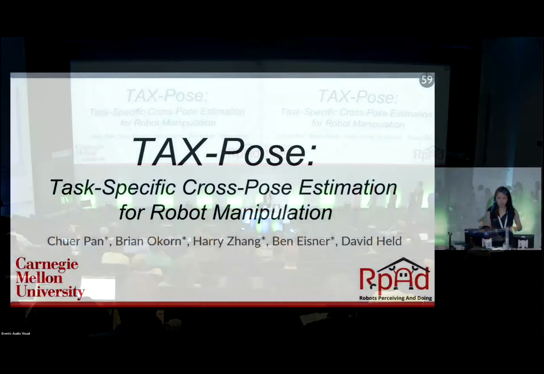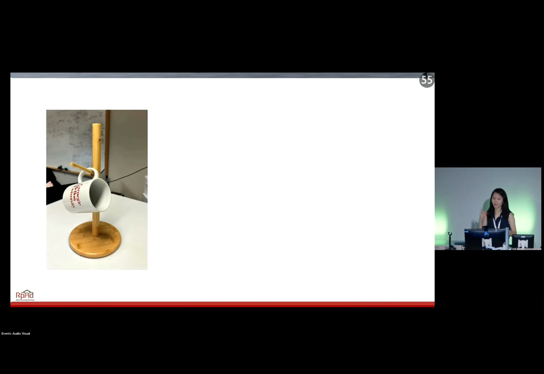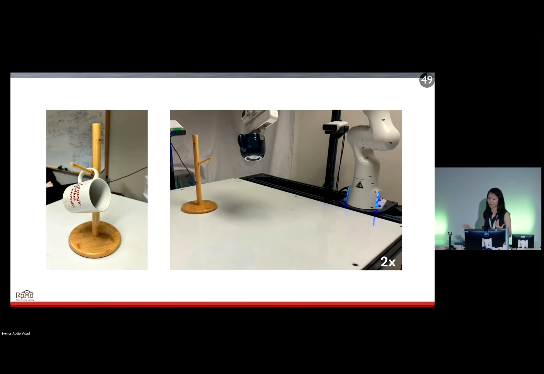Hi, so we explore relative placement tasks where one object must be placed relative to another object, such as the placement of a mug on a rack. Given the point cloud example of the completed task, the robot should be able to do the same task with new objects and new initial configurations.